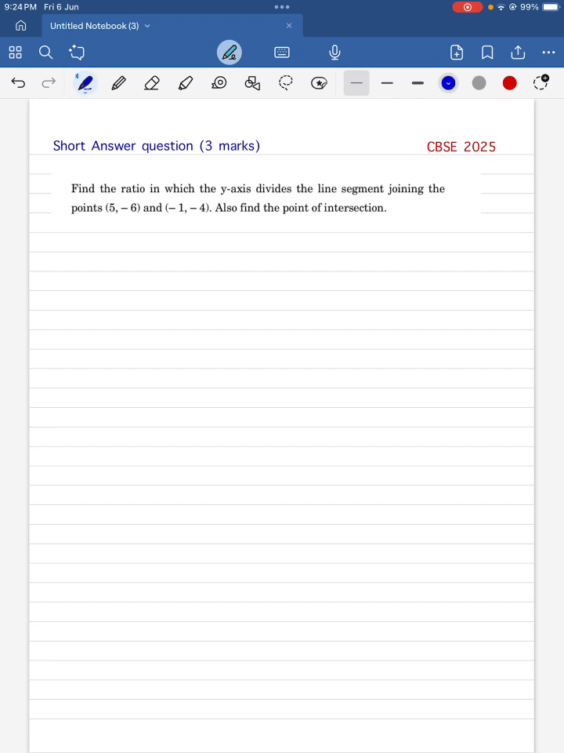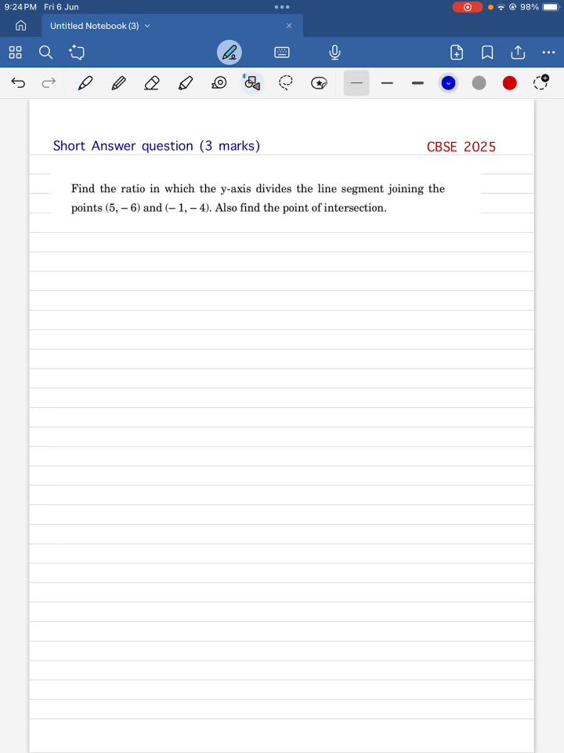In this video, I'll be doing a short answer question for 3 marks from the CBSE 2025 board paper, and the question is from the lesson Coordinate Geometry. Now find the ratio in which the y-axis divides the line segment joining the points (5, -6) and (-1, -4). Also find the point of intersection.